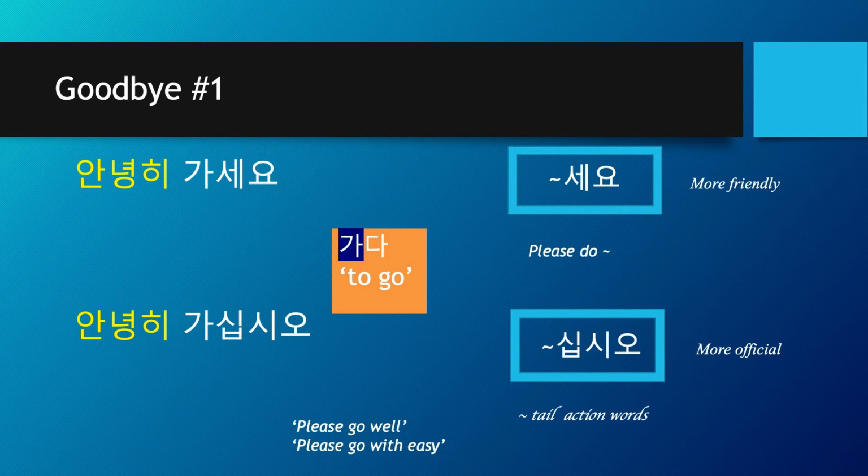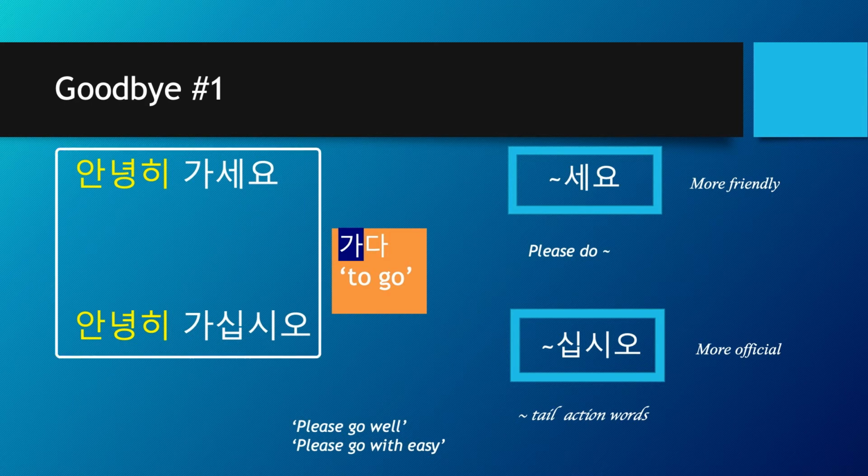Finally, we can use adverb 안녕히 with verb 가세요 or 가십시오, which makes a full sentence to mean please go well, which becomes an honorific expression for saying goodbye. So typical patterns of saying goodbye in honorific expression is 안녕히 가세요 or 안녕히 가십시오.